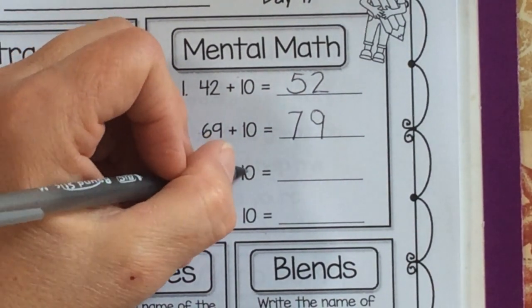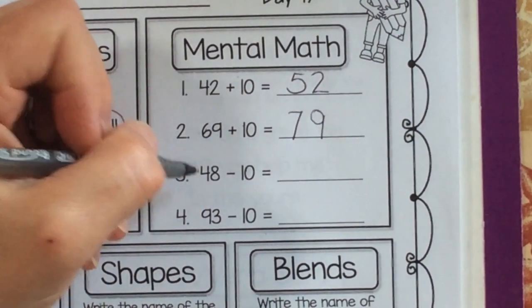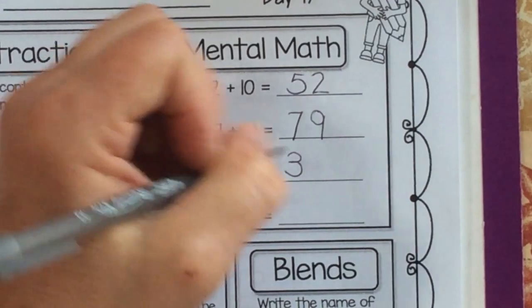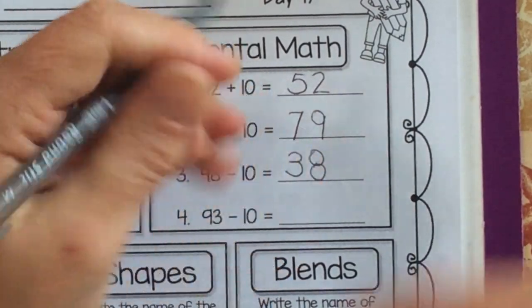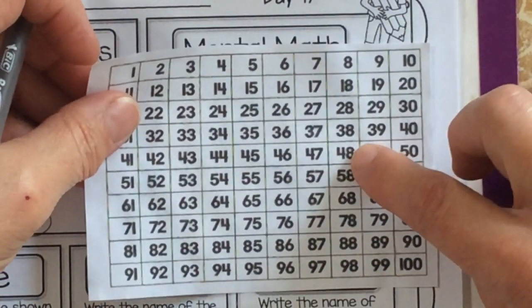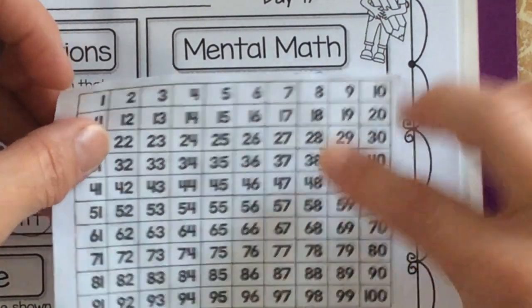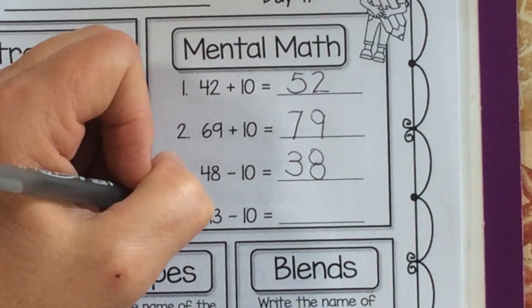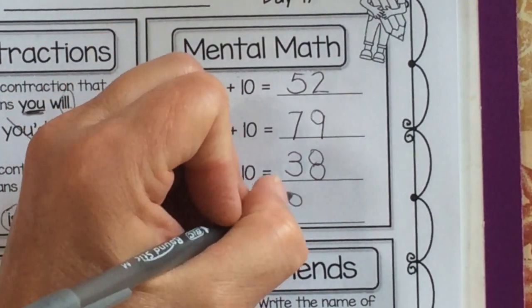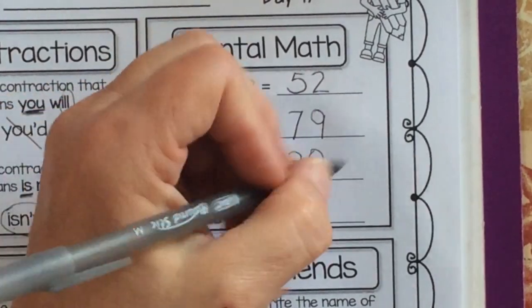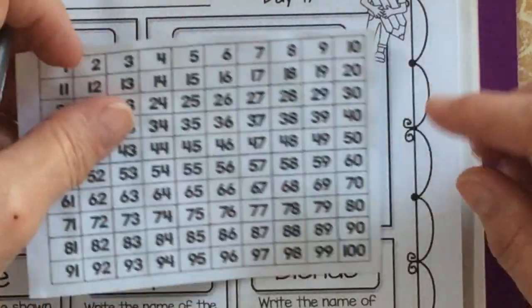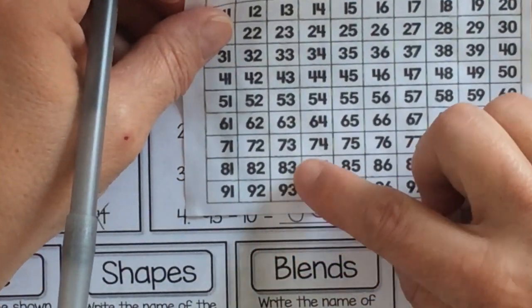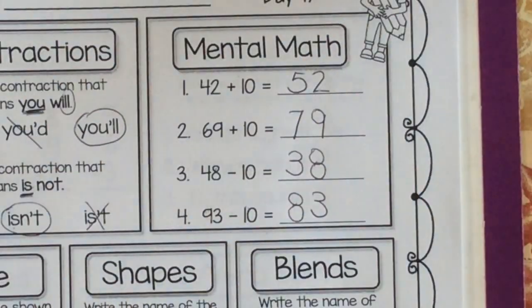48, take away 10. This time I have to get smaller. 4 take away 1 is 3, and the 8 doesn't change. 48, take away 10, 38. 93, take away 10. I have to get smaller. 9, take away 1 is 8, and the 3 doesn't change. So 93, where's 93? Here he is. Take away 10 is 83.